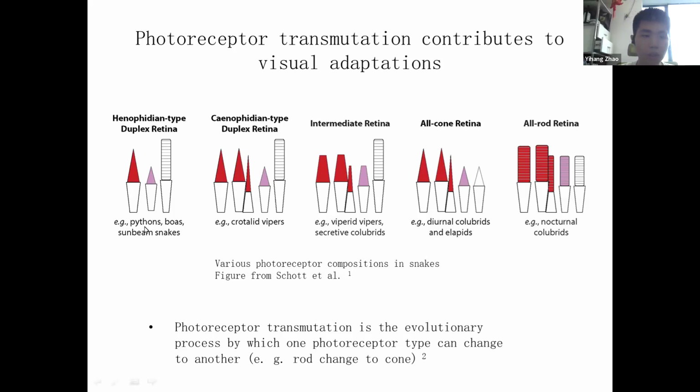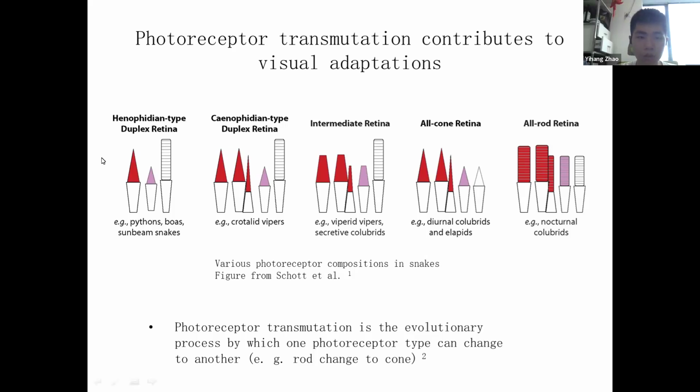So shown here is the photoreceptor composition in different snake groups. On the left side is the Henophidian snake retina. It's the retina composition for Henophidian snakes, such as pythons and boas. And it has cone photoreceptors as shown here and rod photoreceptors. So it seems like it has a duplex retina similar to most vertebrates, including human.